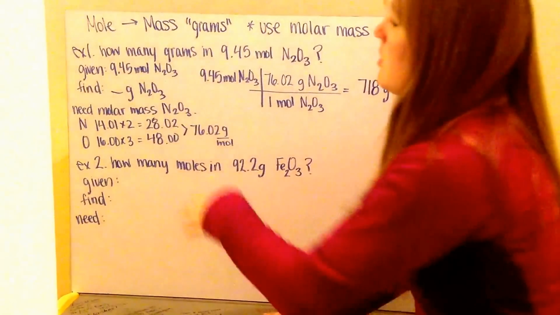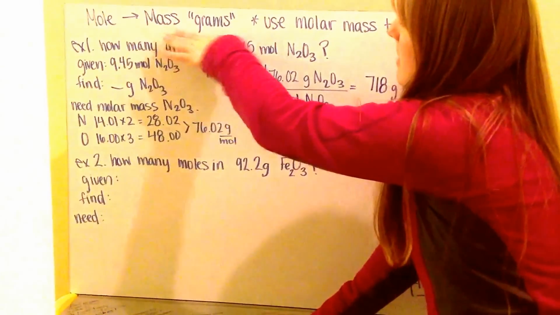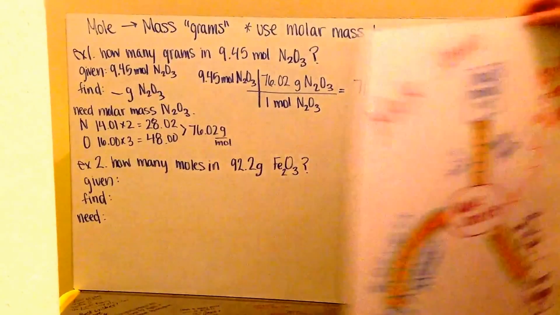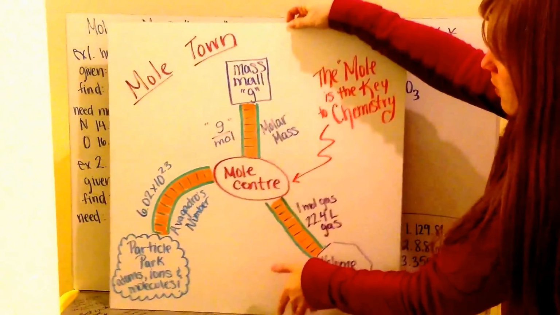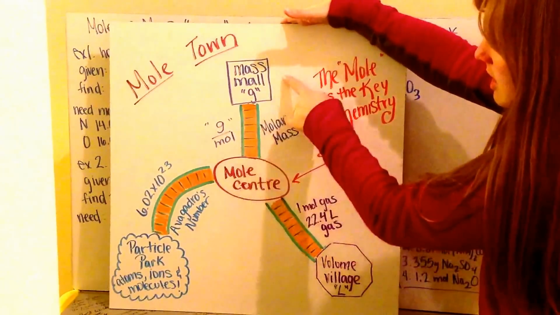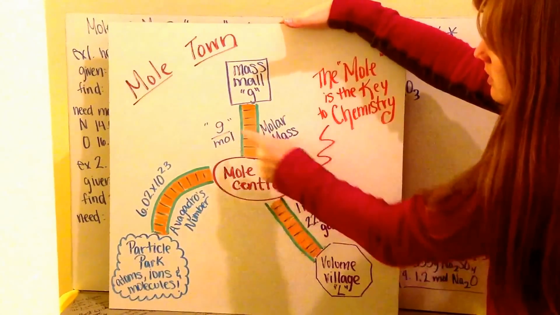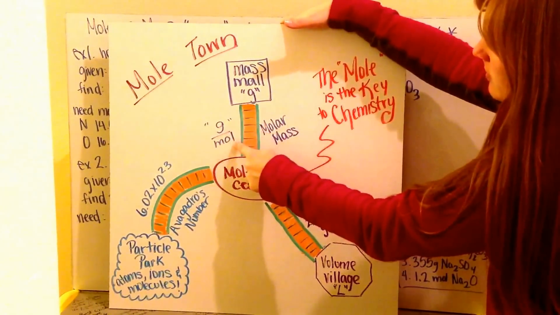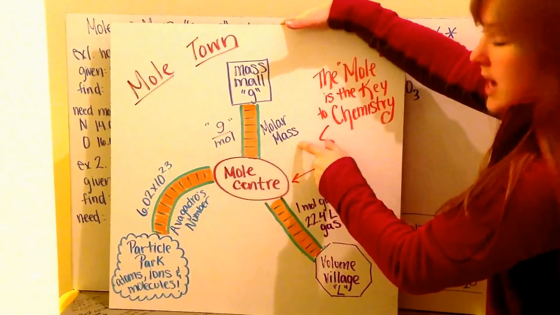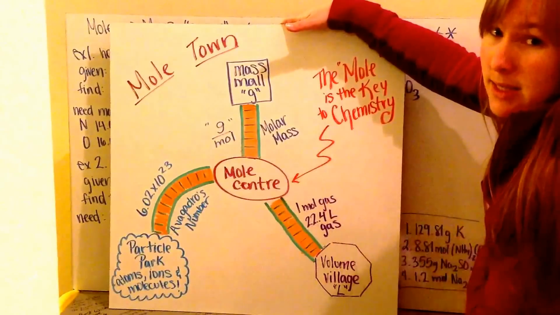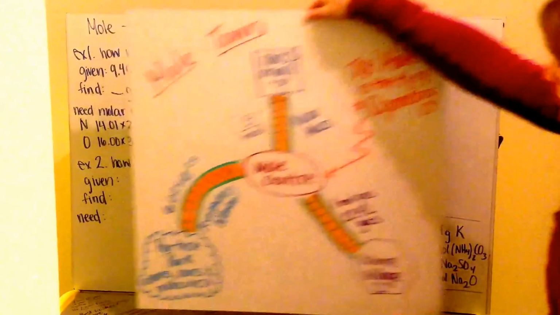Now I'm going to use my mole to convert to mass in grams, using my molar mass to convert. This is the part of Mole Town where I am going from my mole center up to mass mole. To get there, I have to use my molar mass, which is expressed as grams per mole. I have to find my molar mass depending on what compound I'm given, using the masses listed on the periodic table.